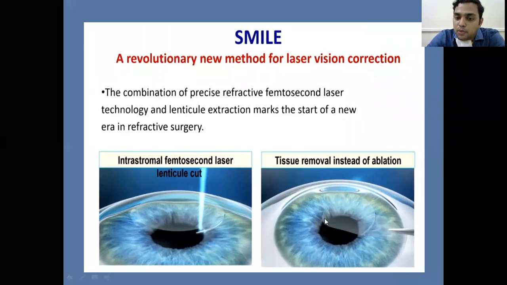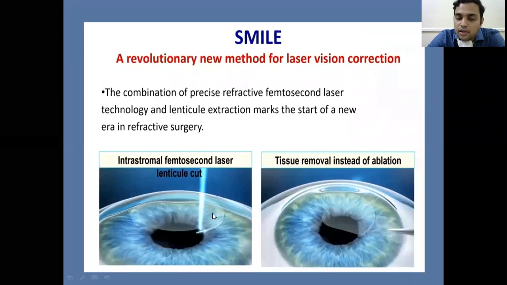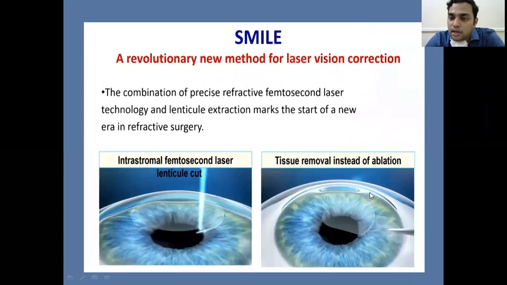And upon removing that small part, it's just a circular part which we cut from the interstromal part of the cornea. By removing that part, the shape of the cornea is changed into the desired shape, the desired curvature. In this way we correct the myopia.